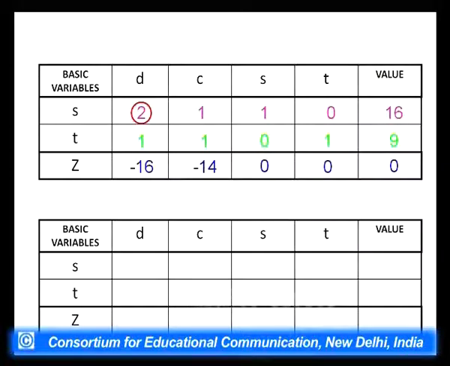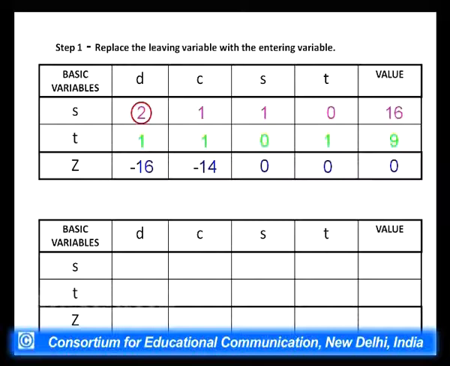Now I will demonstrate what I mean by what I have told just now. So first is the initial table marked with the pivot. Pivot is 2, D is the entering variable, S is the leaving variable, and the bottom table is to be filled up now. All the values in this pivot column, in particular the second row where 1 is there and the third row where minus 16 is there, we have to make all these values 0.